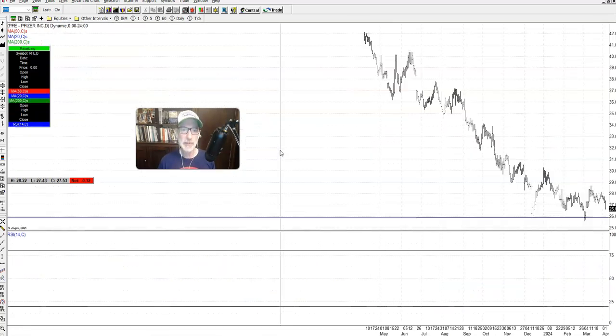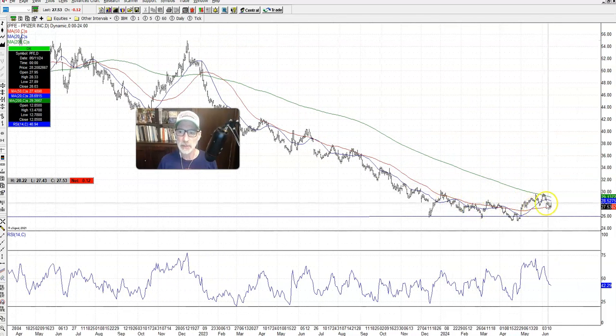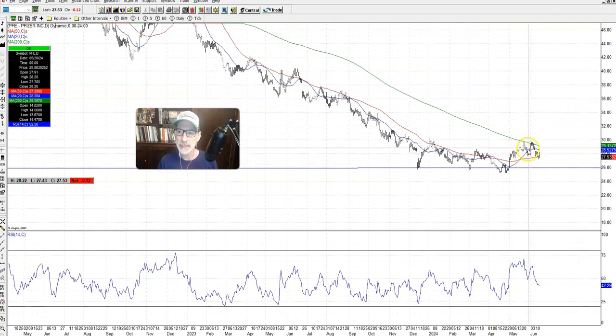Pfizer, kind of the same thing. These pharmaceutical companies. Pfizer, down, down, down, down, down. Sideways, sideways, sideways. It was making an attempt to get above the 200-day, the downsloping 200-day moving average. Got rejected right here and came off again. But it could be trying to find its footing here long term. So keep an eye on Pfizer as well.